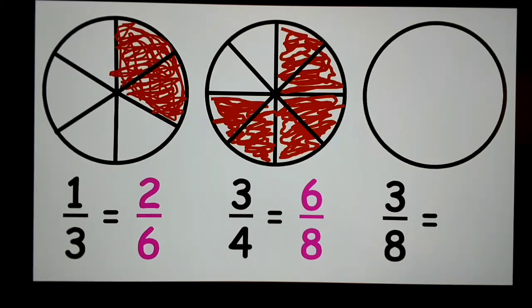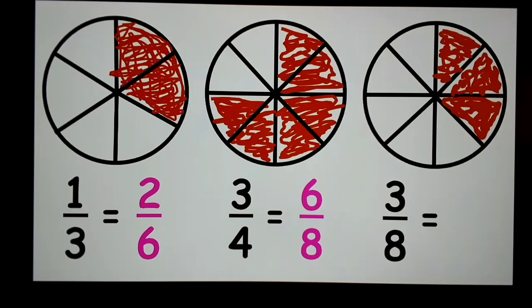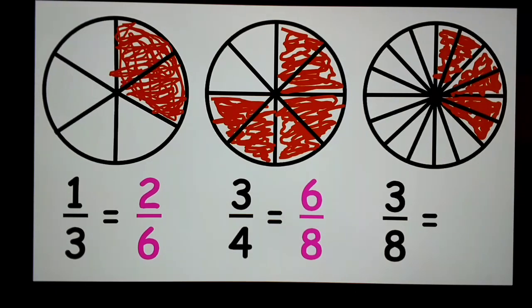For the last one, again, denominator is even, we can start cutting it in half. All right, we have 8 pieces. Now we need to color 3 of those pieces for our numerator. And now to find the equivalent fraction, we're going to divide each piece in half one more time. Now we're going to count them all up, and we get 6/16.